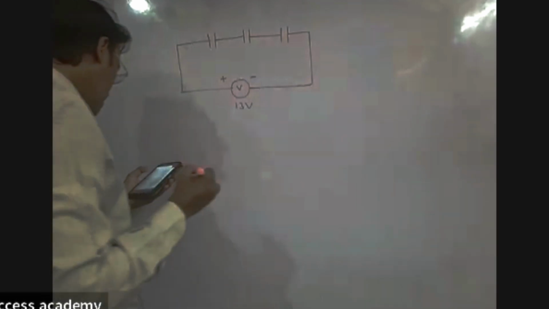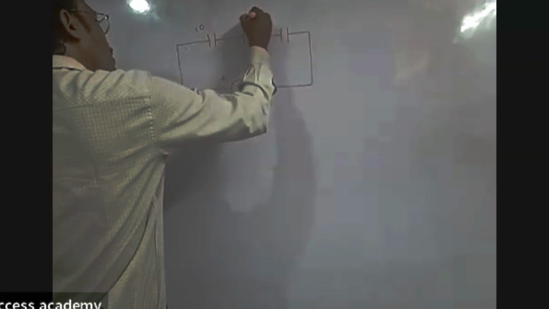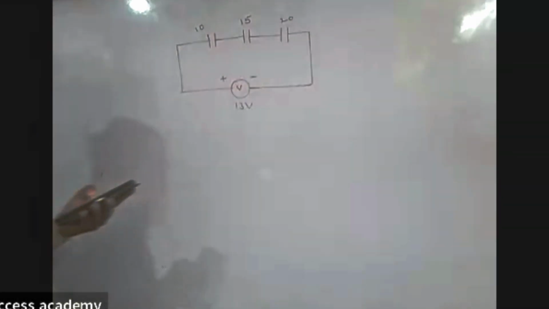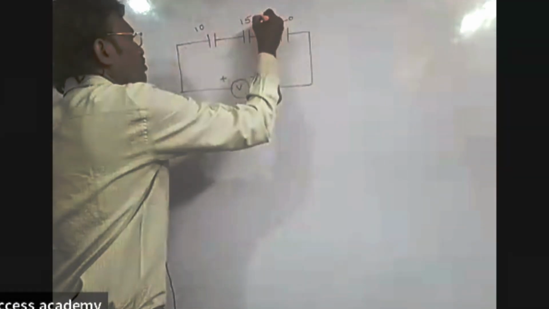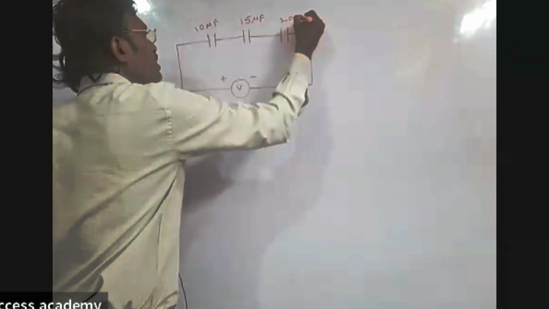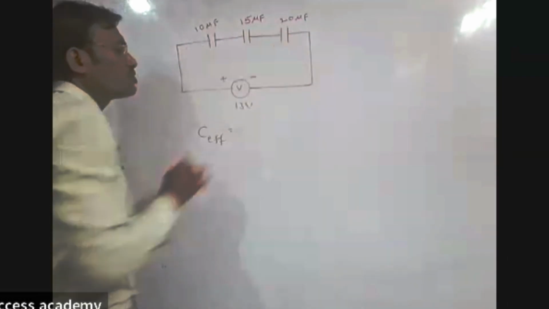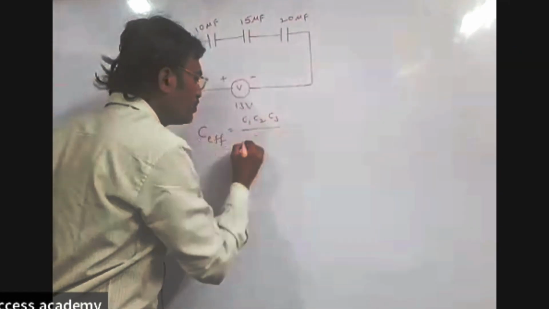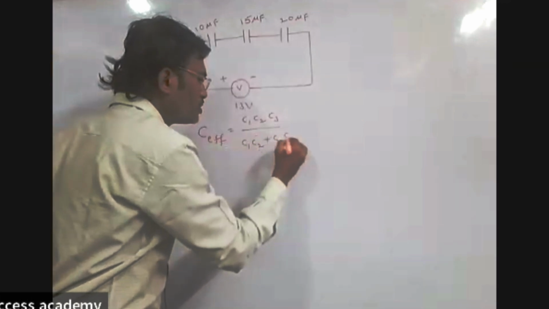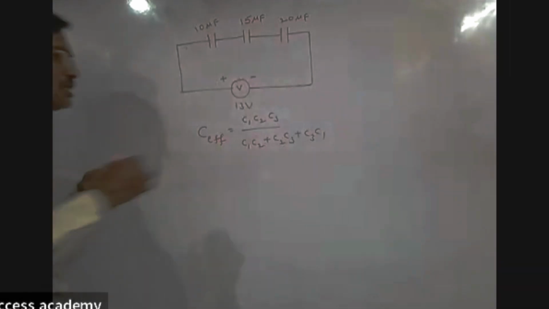So now here they mention the capacities of the capacitors: 10 microfarad, 15 microfarad, 20 microfarad. These are the three mentioned. We need to calculate the charge on the 15 microfarad. What is the charge? For that, at first, we need to calculate the effective capacity. Three capacitors are in series combination. So we need to take it as C1C2C3 by C1C2 plus C2C3 plus C3C1.